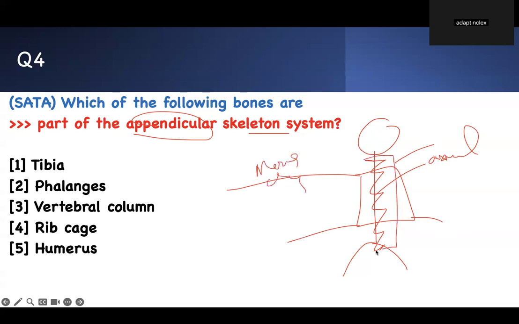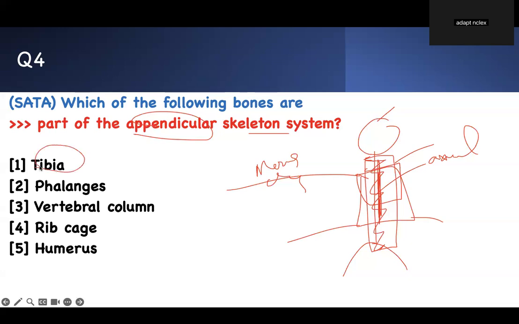Things that do not help you to move are axial, like your head. They are in the central portion, right? And then your vertebrae, right? Those are all your rib cage. They are all in the central portion. They are not involved in the actual limb movement.